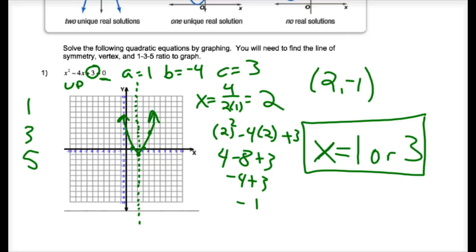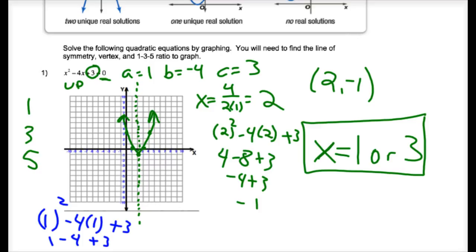Somebody had a great point last period. They asked, can you check it by putting those values back in? That's what I said. Watch this. Don't write this, just watch. We think one of the answers is 1. 1 squared minus 4 times 1 plus 3. What's 1 squared? What's 4 times 1? What's 1 minus 4 plus 3? Of course it is, 0. Does it work for 3 also?